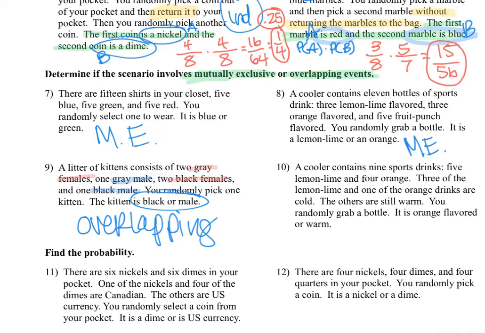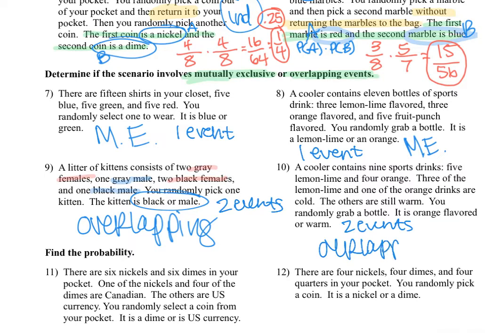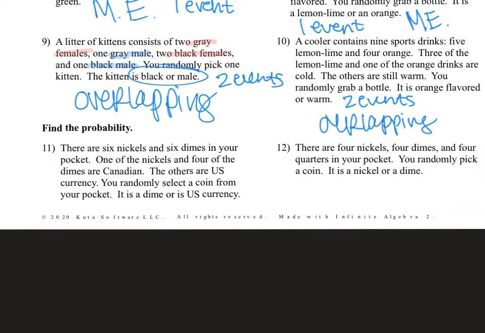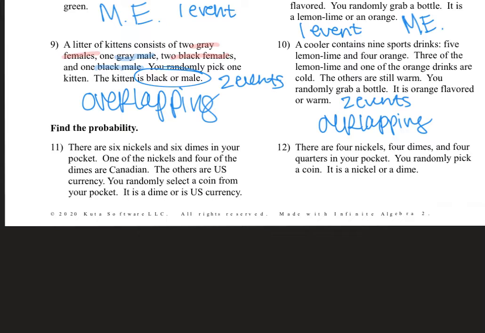So these, number 7 and 8, both had 1 event. Okay, number 9 had 2 events. Number 10 had 2 events, and the events are overlapping, okay? So this one is also overlapping because you could have an orange drink that is cold or warm, or you can have a warm drink that might be lemon lime or orange. So there is a mixture there. Okay, so overlapping. All right, now we're going to have to apply that knowledge to 11 and 12.